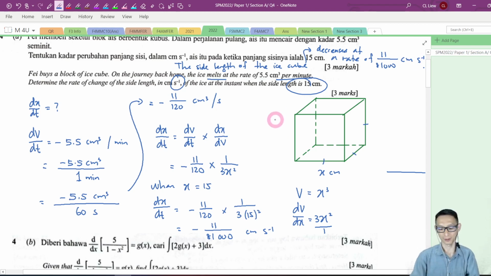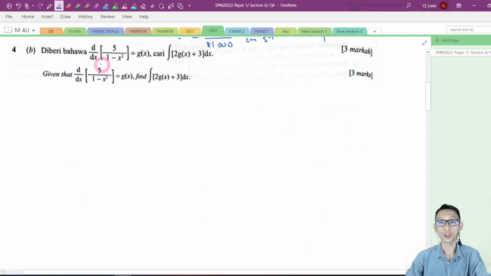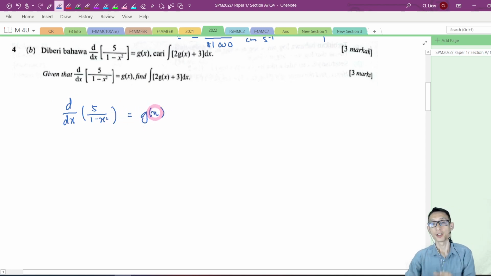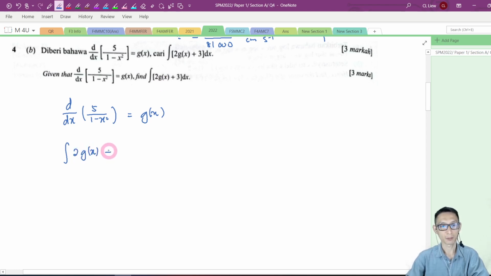Now let's go to part B. Given that if we differentiate this one, we will get g(x). So we want to find the integral for this. Okay, so if you differentiate this, you get g(x). This means that if we integrate g(x), we will get back this, right? Okay, so we want to do the integration for this 2g(x) plus 3. Integrate this whole thing with respect to x.